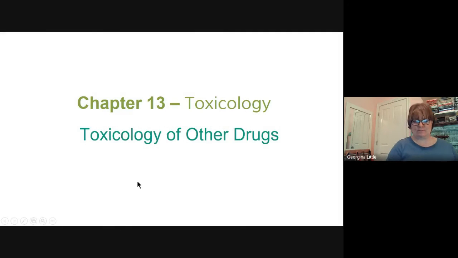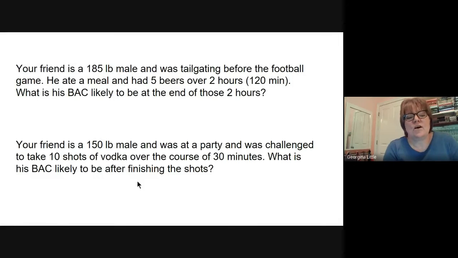All right, whoops, back up. The second one says, your friend is a 150-pound male and was at a party and was challenged to take 10 shots of vodka over the course of 30 minutes. 10 shots, 30 minutes, and a 150-pound male.